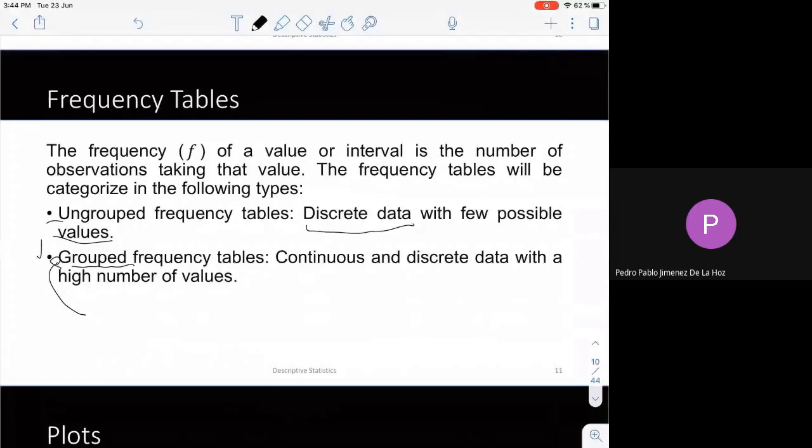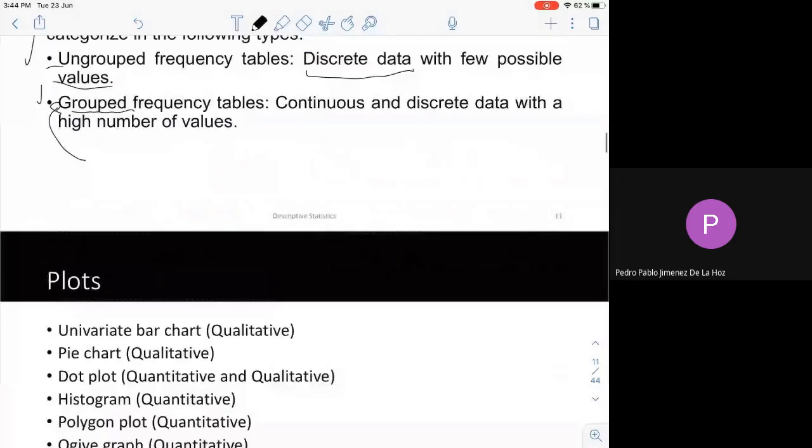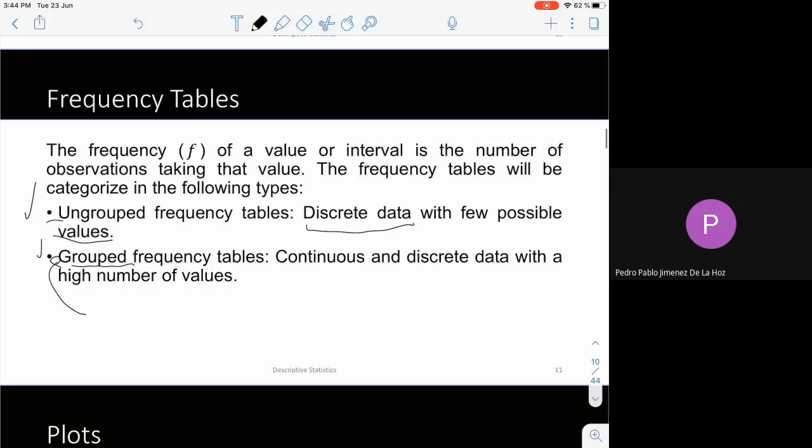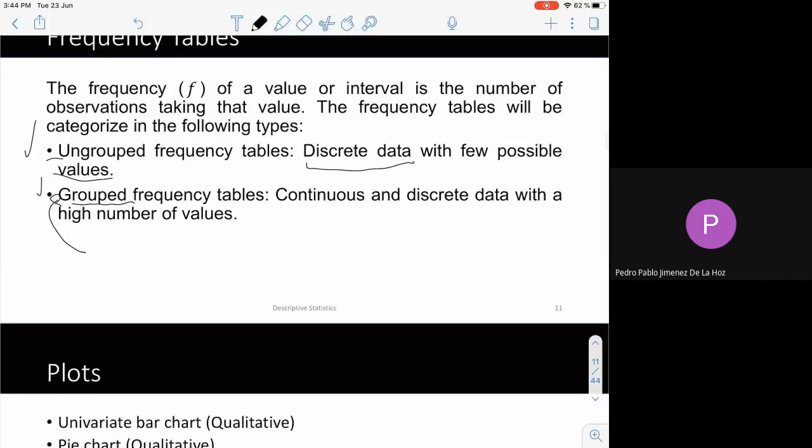So that's why we need to master when to use ungrouped or grouped frequency tables. In this unit, we're going to learn how to create, especially the grouped frequency tables, because the ungrouped ones are easy to create, but the grouped ones require some steps.